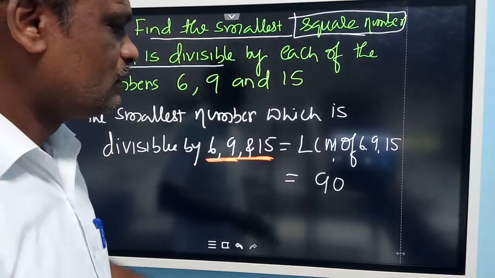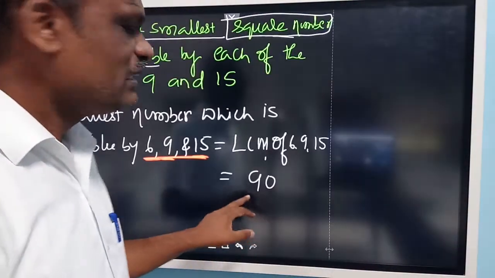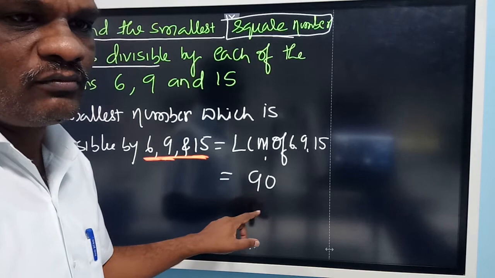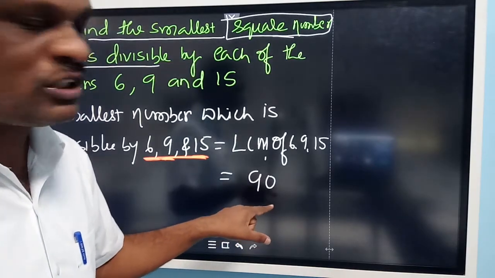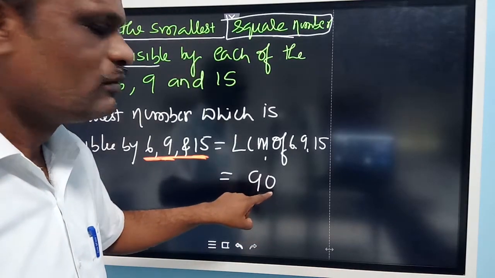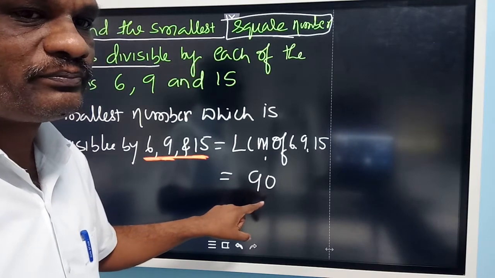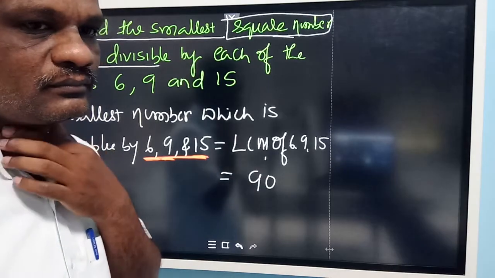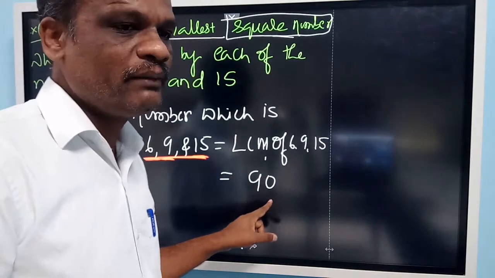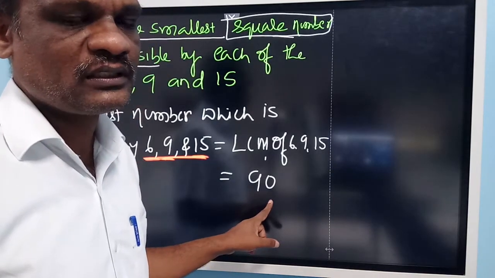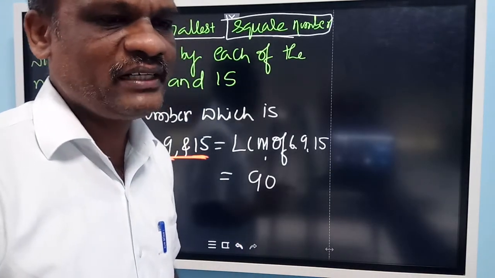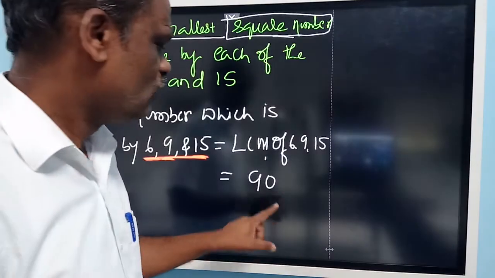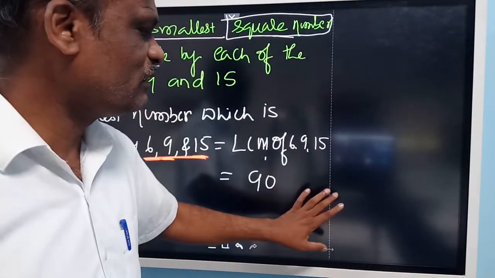Okay, so now look at this. Whether it is a perfect square number or not, it's a question mark. See, because it is ending with an odd number of zeros. No perfect square number will end with an odd number of zeros. Only one zero is there, therefore it is not a perfect square number.